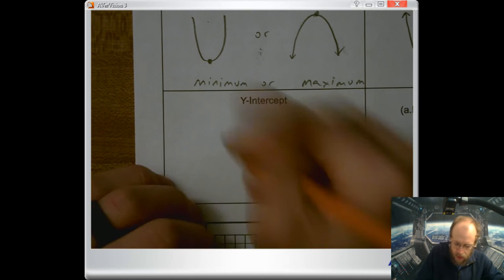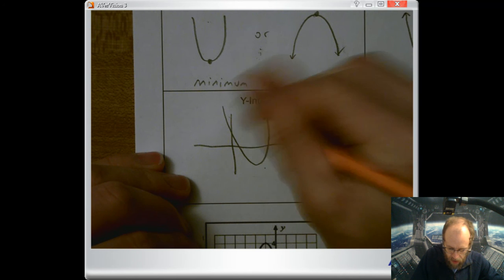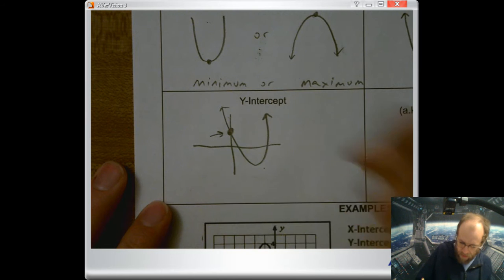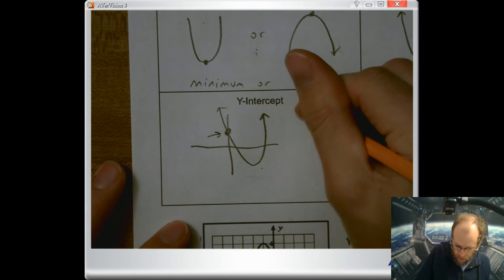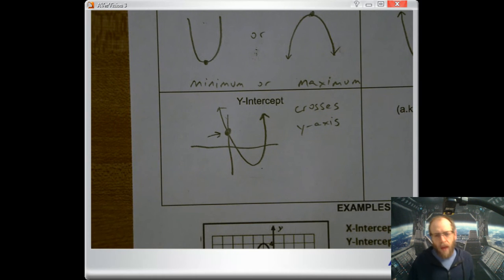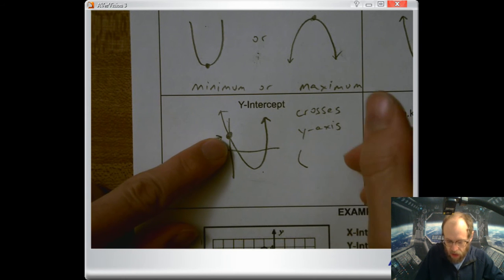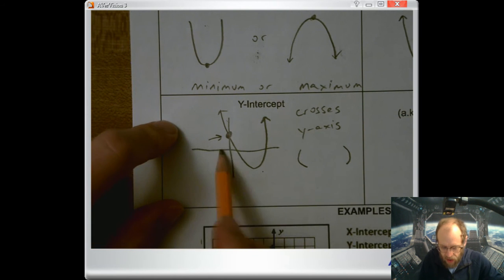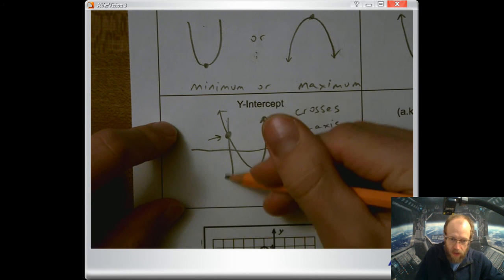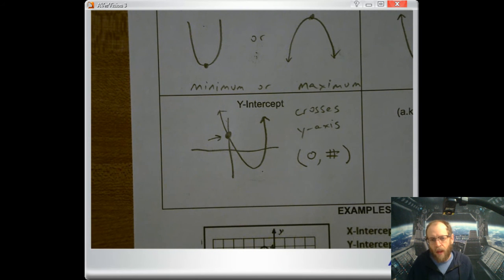The y-intercept. Just like any y-intercept for anything, the y-intercept is going to be where your parabola crosses the y-axis. And because it's always a point on the y-axis, because it's a point, it has coordinates. Because it's a point on the y-axis, the x value is always 0, but then the y value is going to be some number. That's the y-intercept.